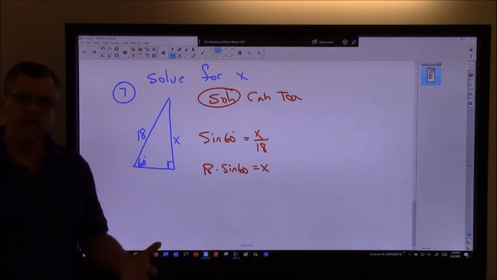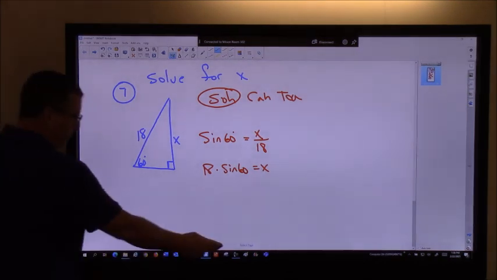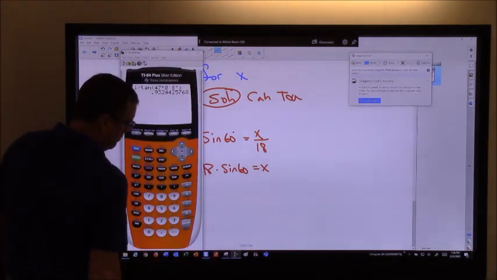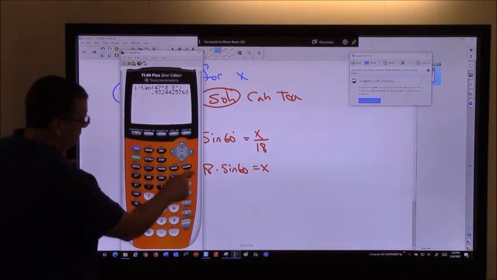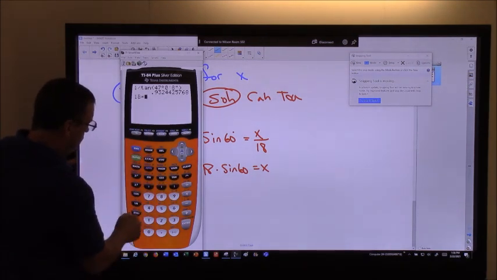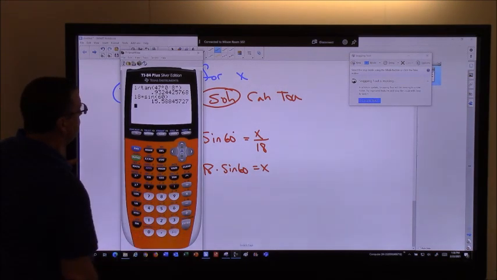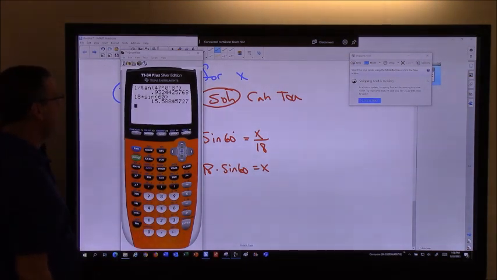But if I don't have to find an exact answer, well, then I could just grab my calculator and go, let's see, 18 times sine 60. There's my answer, 15.588.